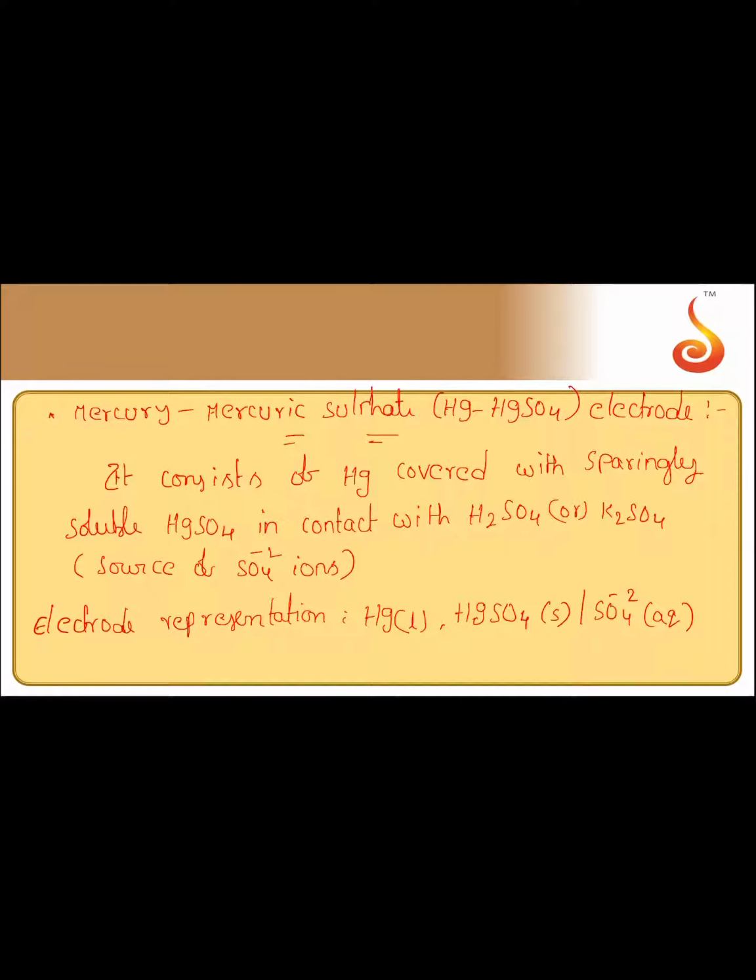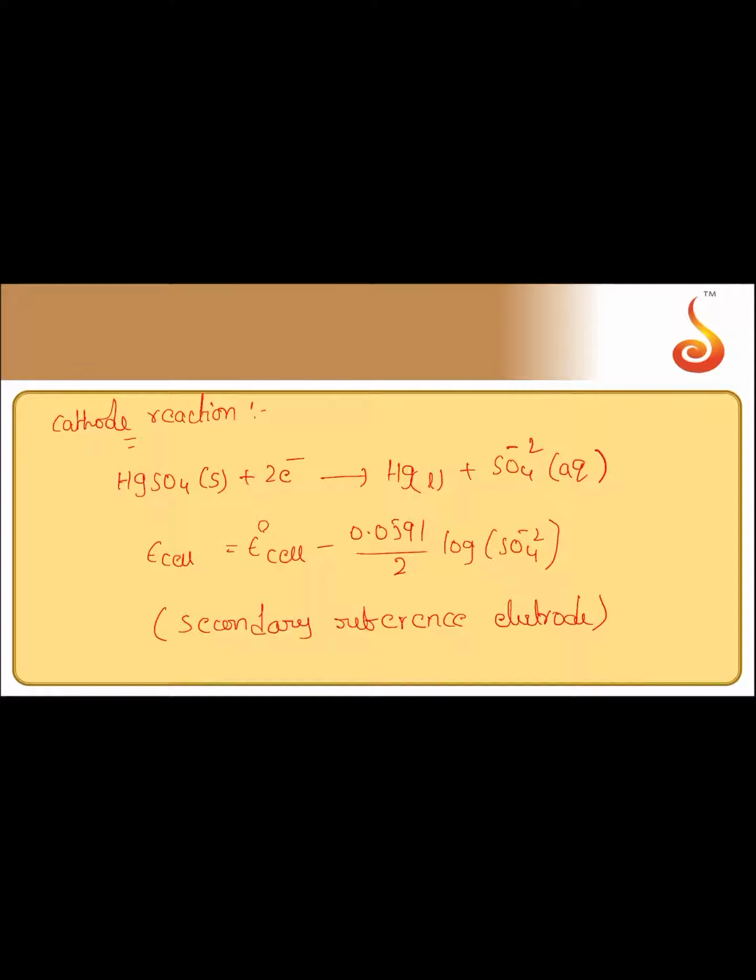It also consists of mercury covered with a sparingly soluble HgSO4 in contact with H2SO4 or K2SO4, the source of the SO4 minus 2 ions. Electrode representation: Hg liquid, HgSO4 solid, SO4 minus 2 aqueous. The cathode reaction is HgSO4 solid plus 2 electrons gives rise to Hg liquid plus SO4 minus 2 aqueous.